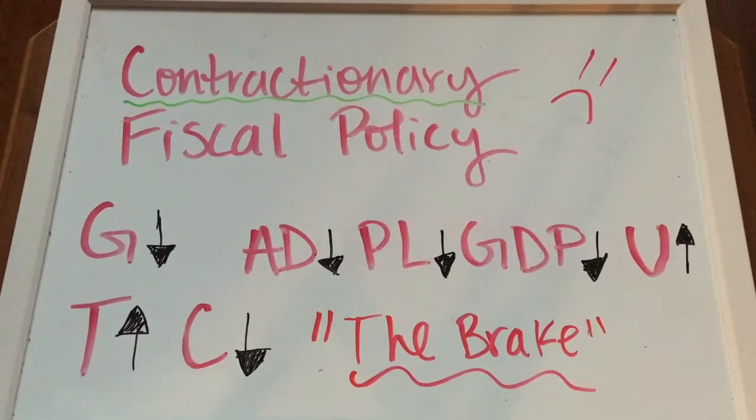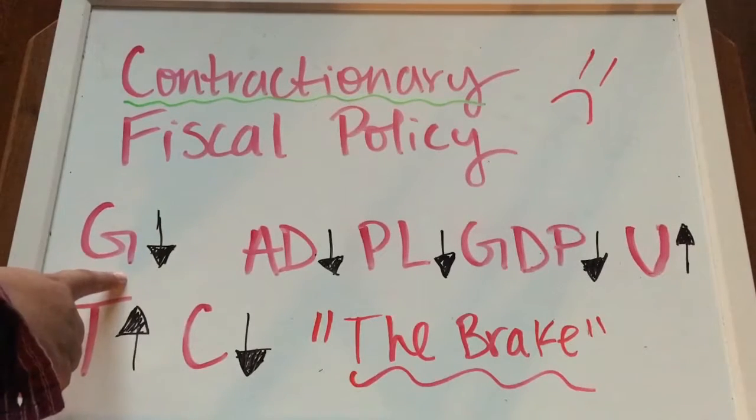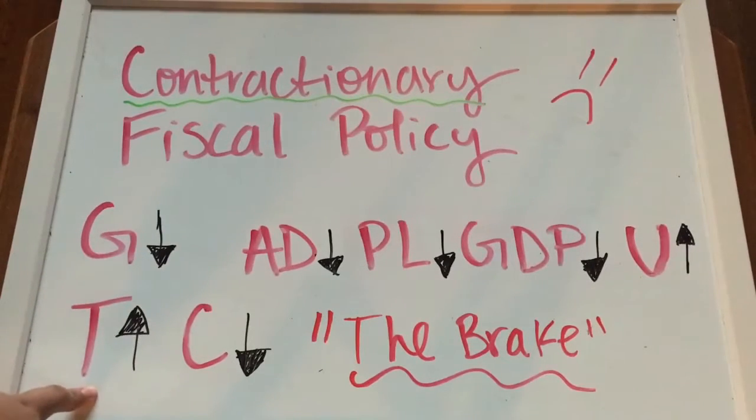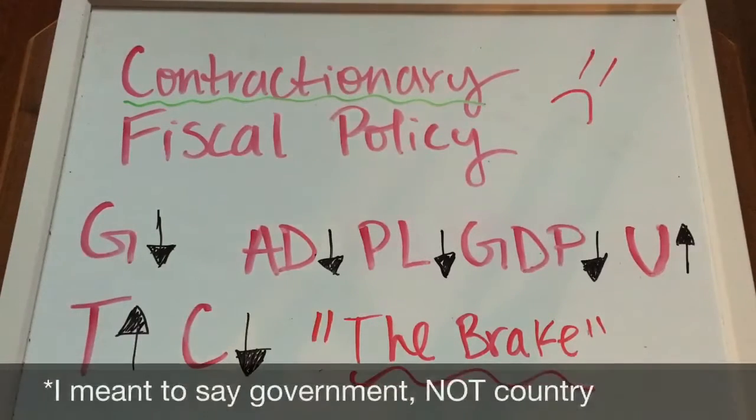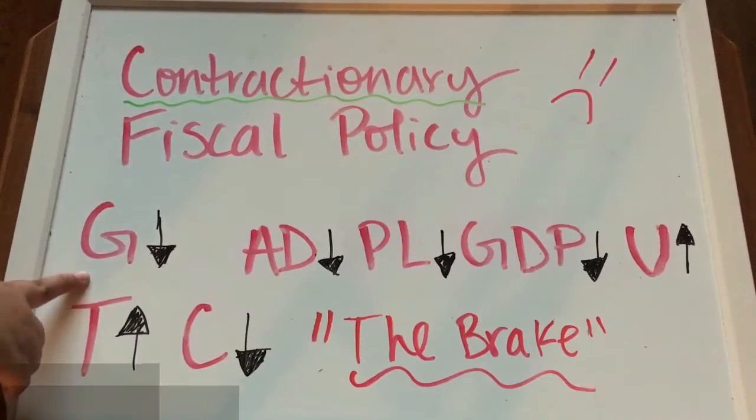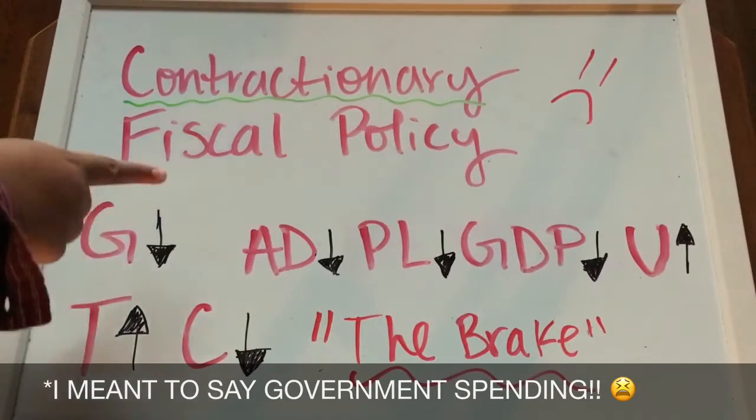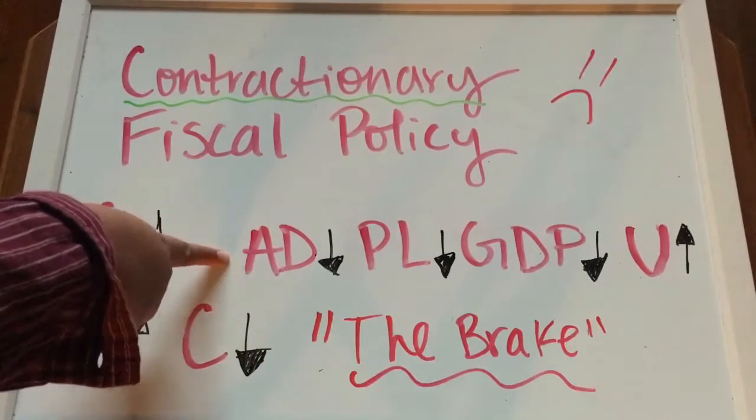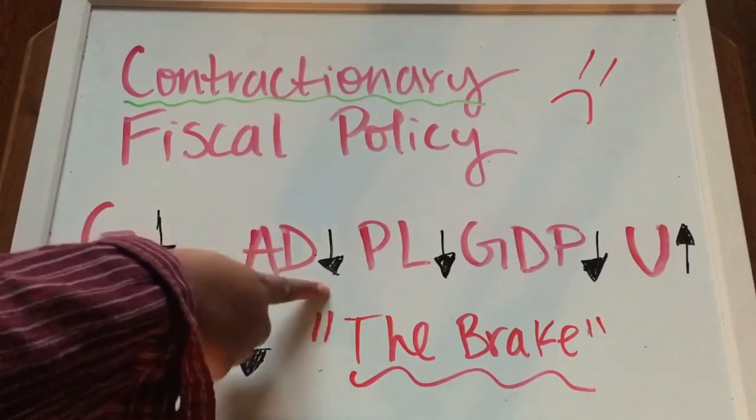Now to the arrows. When a government wants to do contractionary fiscal policy, they will decrease government spending and they will increase taxes. Now, again, you can use government spending and taxes, or you can use one of the two. So again, let's say that a country wants to implement contractionary fiscal policy. So they will decrease government spending, and when they do so, it will go immediately to aggregate demand, which will decrease, which is represented right here by the down arrow.